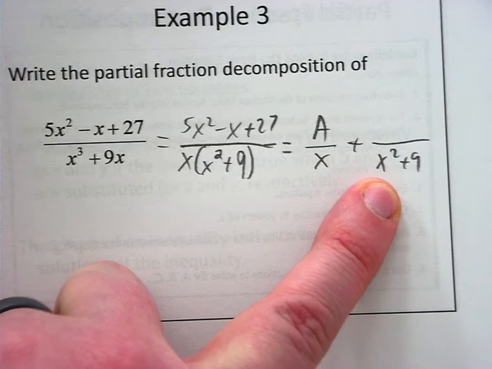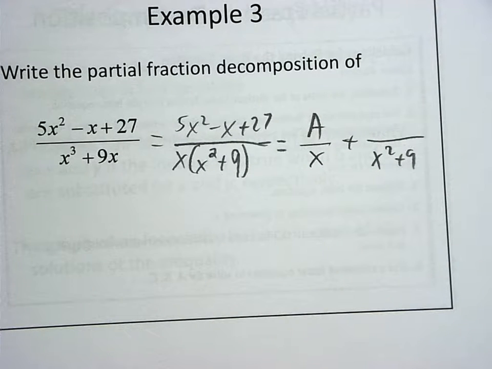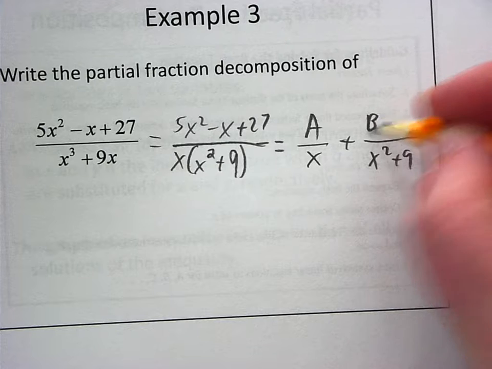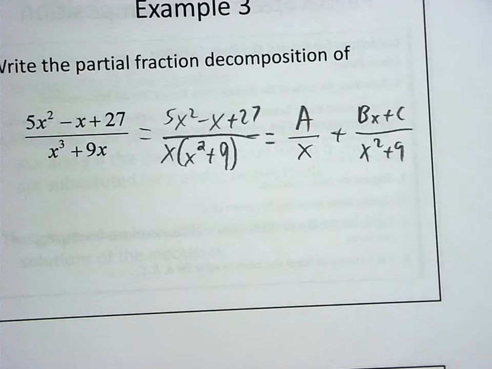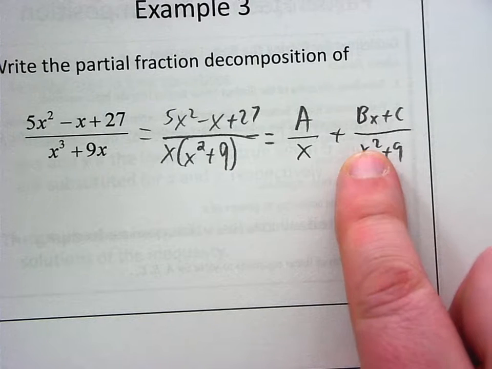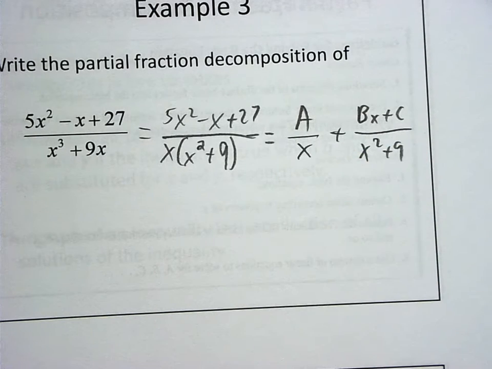Right now my denominator here is a quadratic. So then your numerator needs to be 1 degree lower, so it needs to be linear. Okay, but I still need to generalize it. So the way I'm going to do that is to make this bx plus c. Because this has an x squared in it, this is just bx plus c.